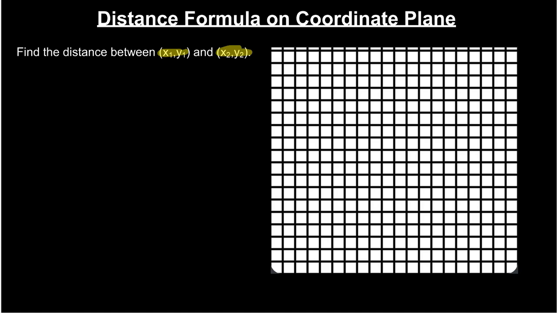Alright, so those are going to be any 2 points on my coordinate plane. So I'm just going to go ahead and make some points. So we'll call this one x1, y1, and the other one x2, y2. So one of the things that we can do is create a right triangle to represent that. Now what we want to know is, what is this diagonal distance? Let's call that d.